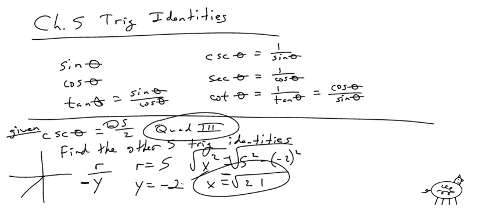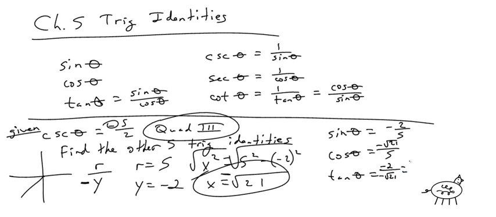Okay, so now if I actually do all my trig functions, we already knew sine. Sine was actually pretty easy because it's just the reciprocal of cosecant, so it's negative 2/5. And then cosine of theta is going to be x over r, so it's going to be negative root 21 over 5. And then tangent of theta is going to be our good friend the yax. Okay, so it's going to be y over x, which is negative 2 over negative root 21. Of course, you simplify it and rationalize it, you get 2 root 21 over 21.